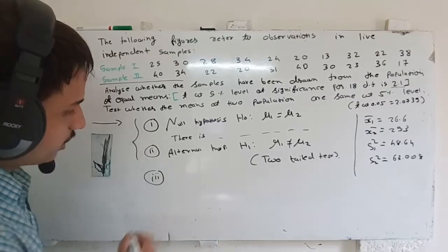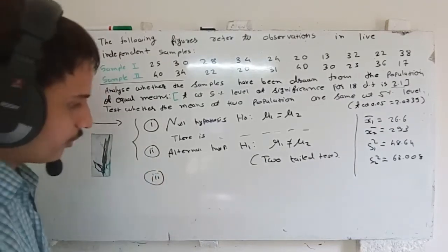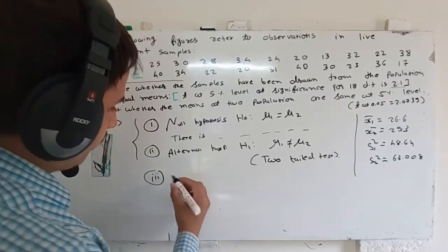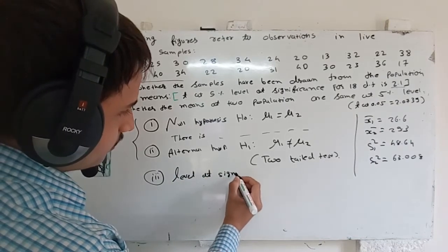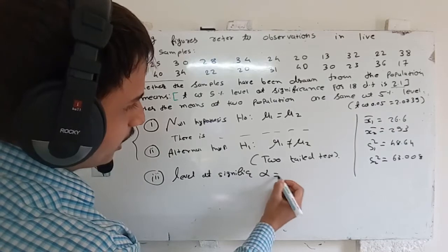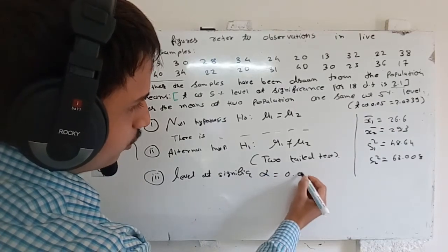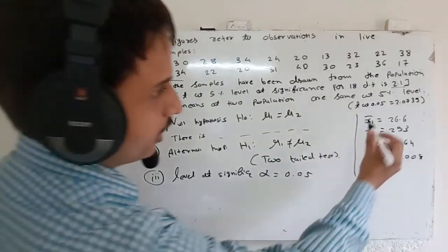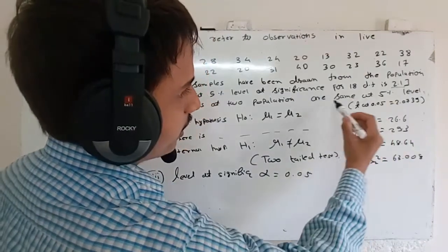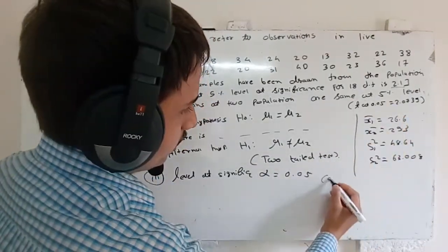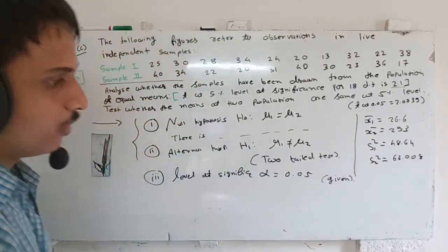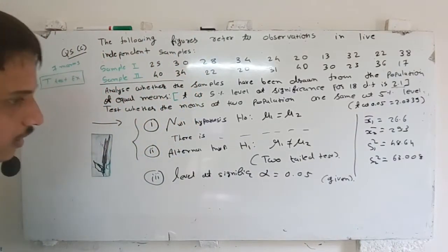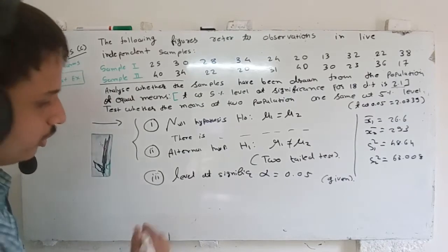Then in this third step we will assume something: the level of significance. We will assume the level of significance at 0.05. But in fact, in this example, it is already given, the level of significance is 5%. So it is given in the question. But if not given, we will assume alpha is equal to 0.05. After doing this, we will proceed to step number 4.